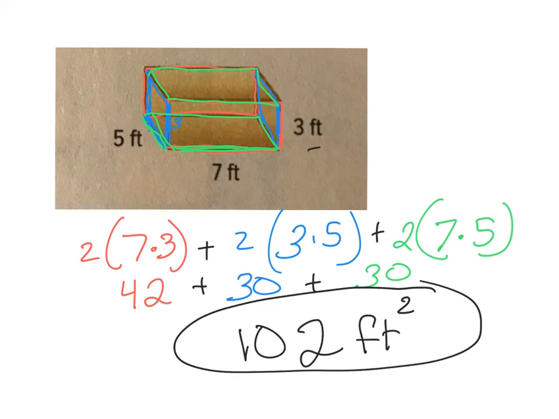All right, let's do one more. This one gives a real-life example. Nadine is going to paint her younger sister's toy chest, including the bottom. What is the approximate surface area that she will paint? Okay, so we have a rectangular prism here. We have 6 sides.